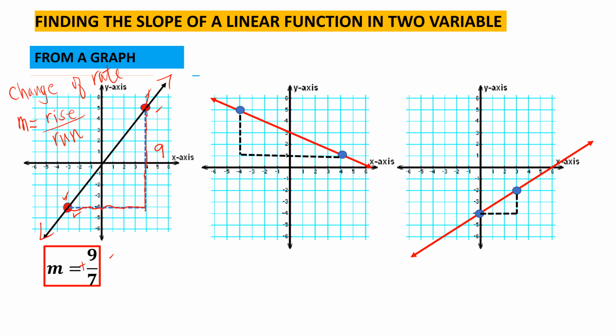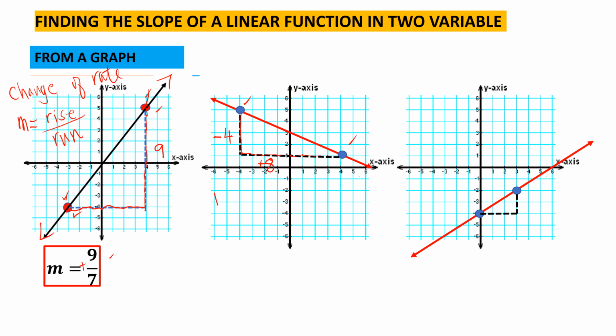What if a line slants to the left? We will be expecting a negative slope. So let us try. We have the 2 points, and then we count 1, 2, 3, 4. So we go down 4 units, and then we have 1, 2, 3, 4, 5, 6, 7, 8. We go 8 units to the right, and that is positive 8.